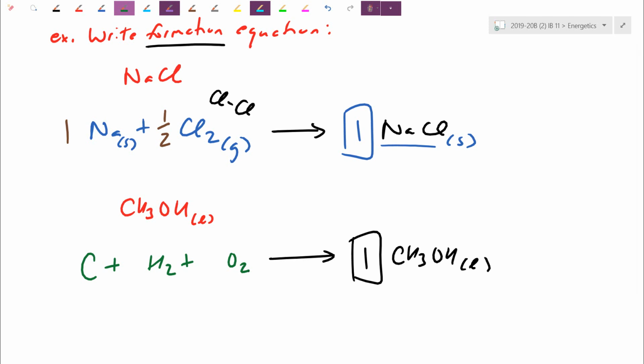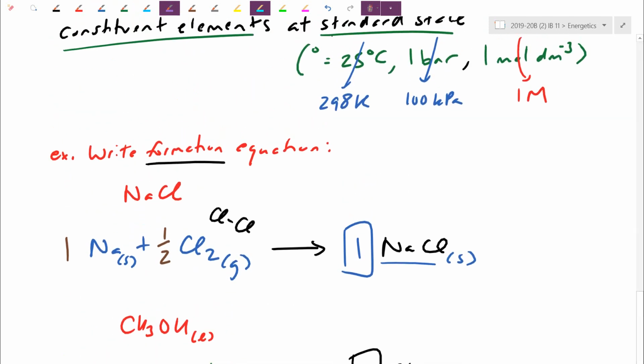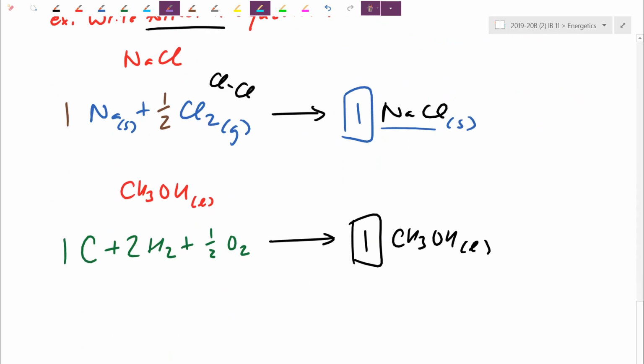There is that 1 there, so it's okay to have 1 carbon here. In total, I have 4 H's, so I need a 2 there. I only have 1 O, so live with it. Okay, fine. Now, 1 half O2 there. Again, because we are in standard state, because there is that little naught symbol, 25 degrees and all that, we do want to indicate the state as well.